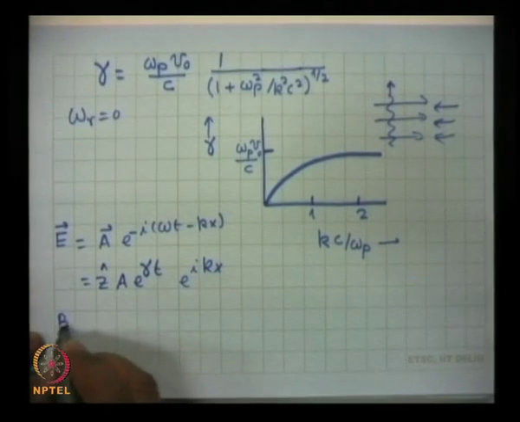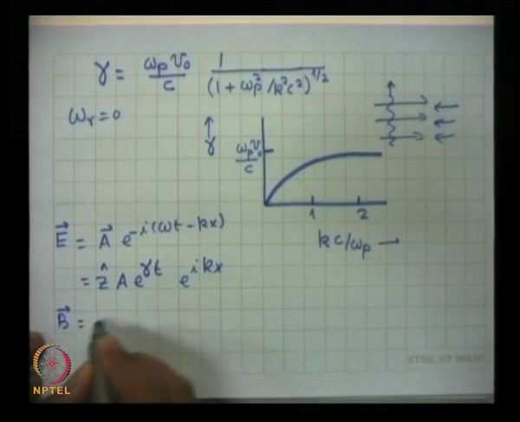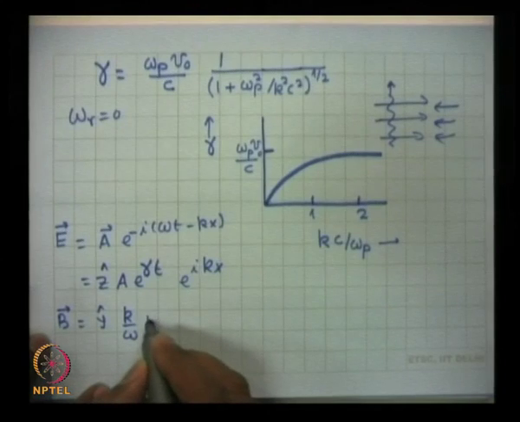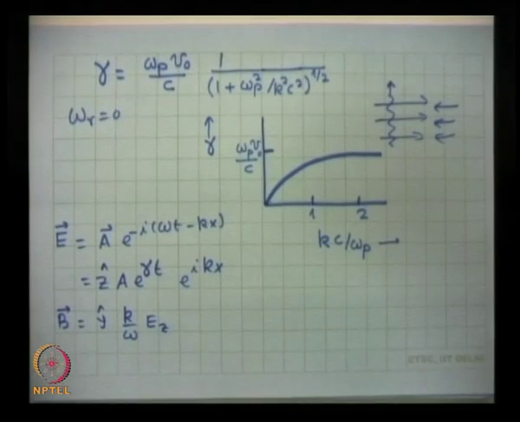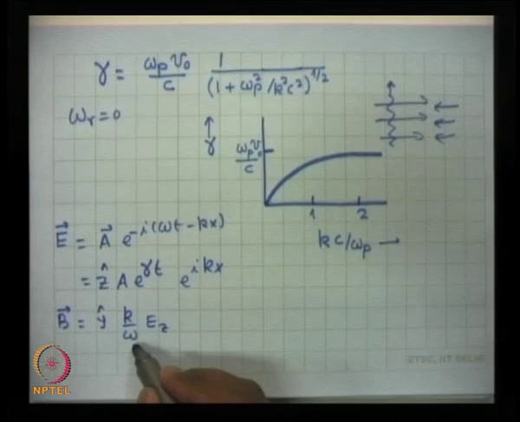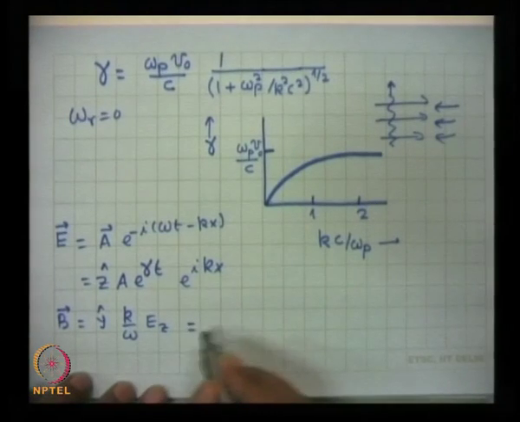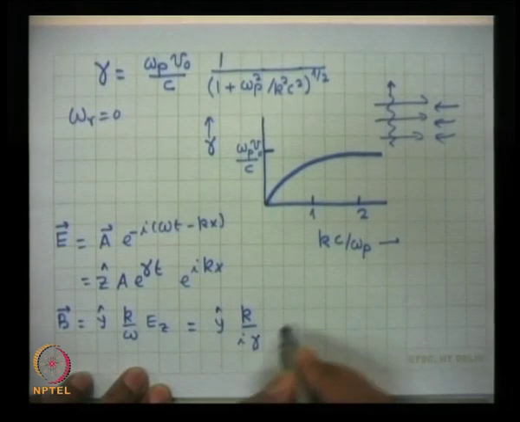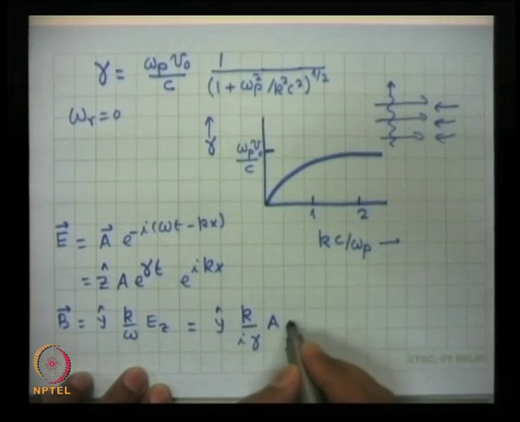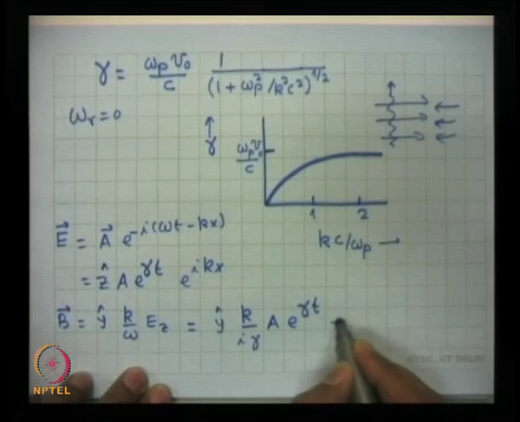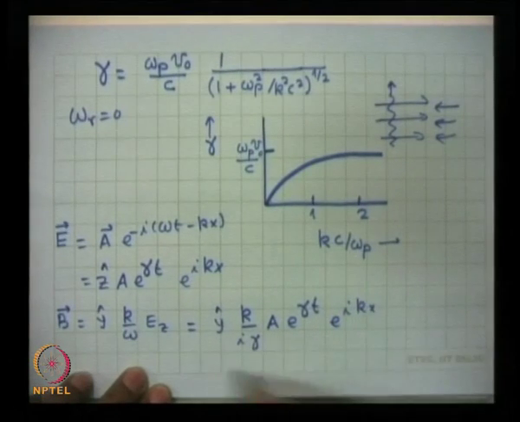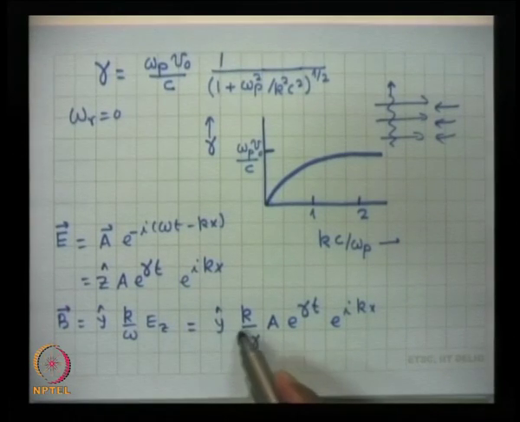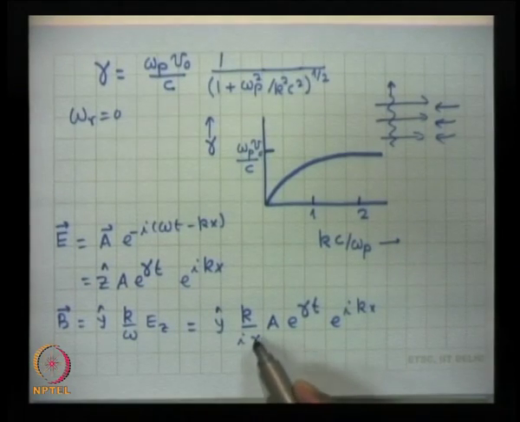And B field, if you calculate, B field was in the y direction, k upon omega into E. This is the value of B. You may note here, because omega is I gamma, so this is equal to y cap k upon I gamma, and this is A e to the power gamma t exponential of I kx. Now take the real part. B and E are out of phase by pi by 2 because of this I being here. That is a very interesting thing.